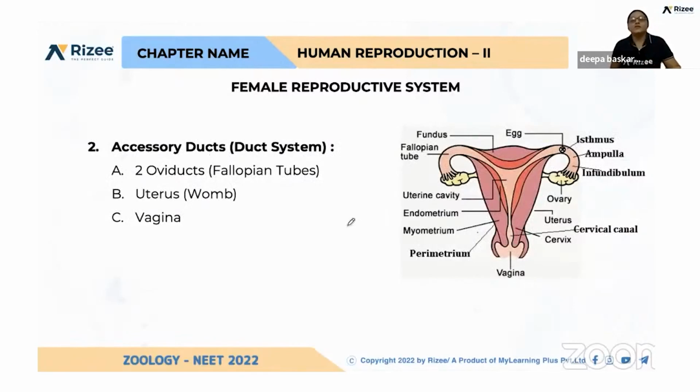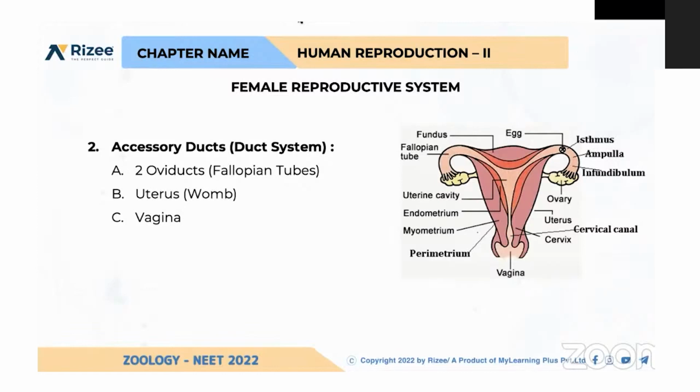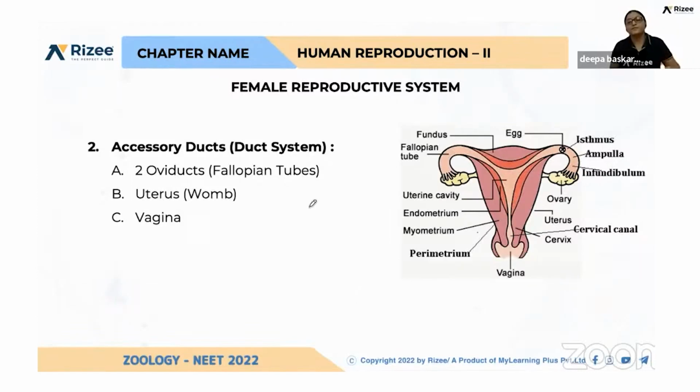Accessory ducts. So what are the accessory ducts present in male? Anyone please answer my question. What are the male accessory ducts present? Rete testis, vasa efferentia, epididymis, vas deferens. Yes. Ejaculatory ducts. Latter part? Urethra. Urethra. Very good, Nandini.